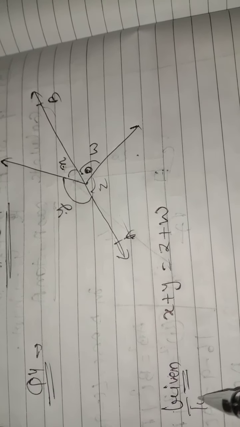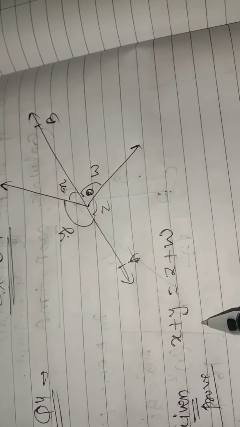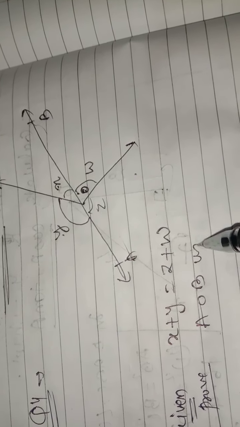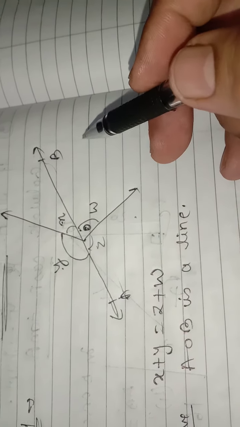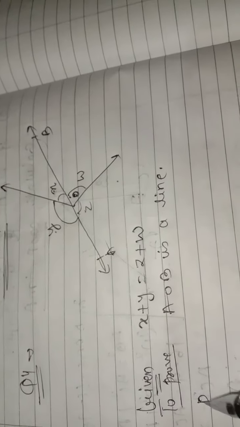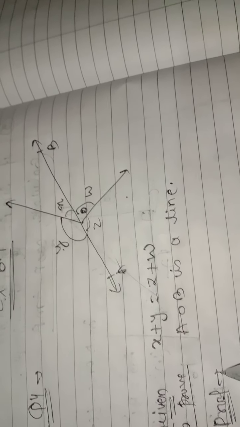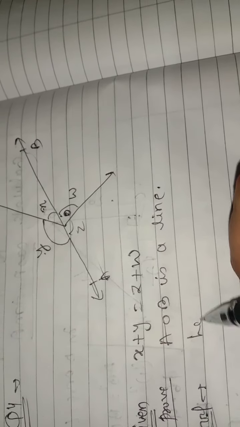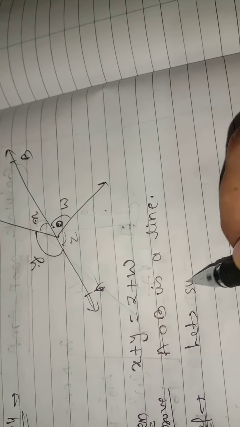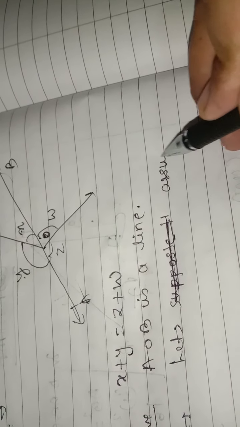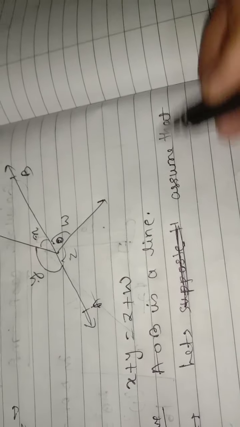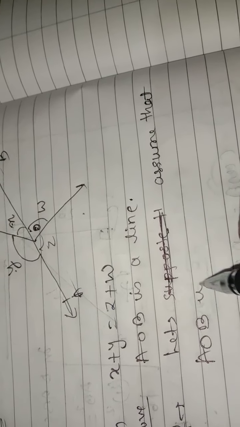So what is to prove? AOB is a line. Now I can prove AOB is a line. We have some criteria, so let's write down the proof now. Let's suppose, or you write, let's assume that AOB is a line. We have just assumed it.